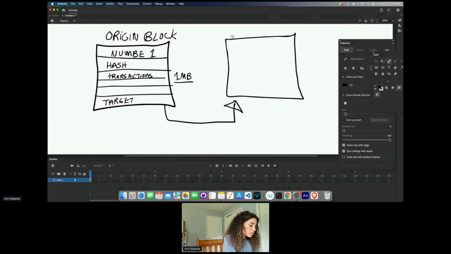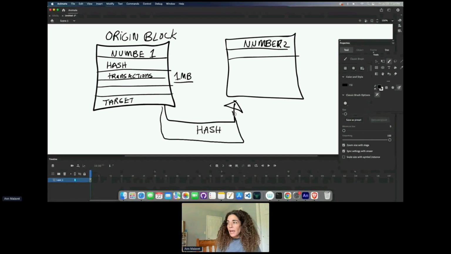This is number 2. It's going to have a hash. I don't want to get too in the weeds here, but one of the reasons why blockchains cannot be broken and why they cannot be changed is because of this hashing. They're all hashed together. And it'll have a new list of transactions here.